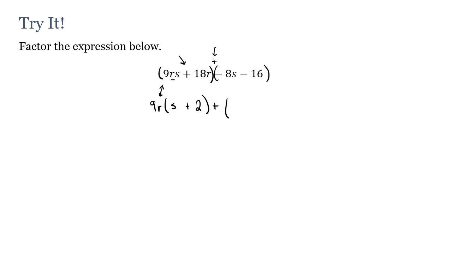Okay, what is the biggest thing that I can pull out of, let me erase this parenthesis, negative 8s and negative 16? Well, 8 goes into both of these, so I'm going to pull out that negative 8 like this. And then what's left over? s. Now negative 16 divided by negative 8 is plus 2. Look at that, they match again. Boom. So now I'll do my undistribute trick, s plus 2 times 9r minus 8, and that's my answer.